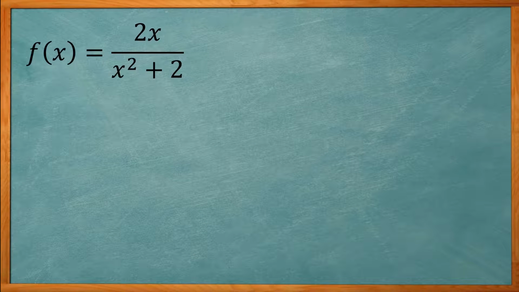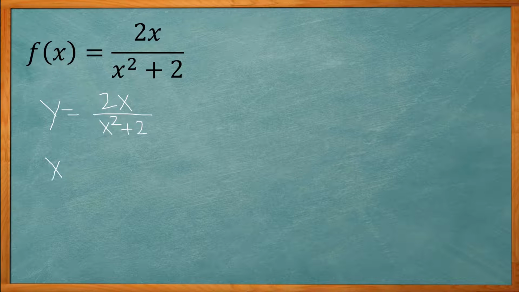All right, so this is the problem I told you about in the beginning, where I had to use the quadratic formula in order to find the inverse function. So let's take a look at this one. I'm going to replace f of x with y. So y equals 2x over x squared plus 2. I'm going to switch the x and y values. So x equals 2y over y squared plus 2.